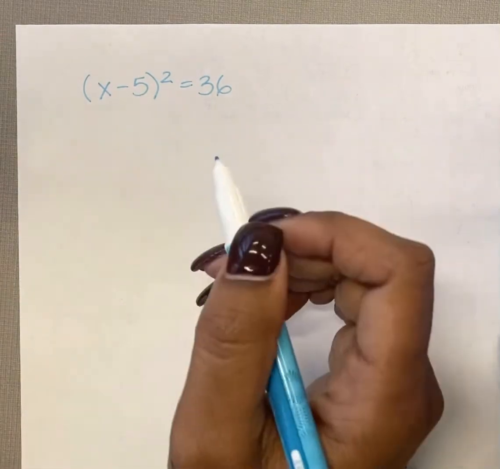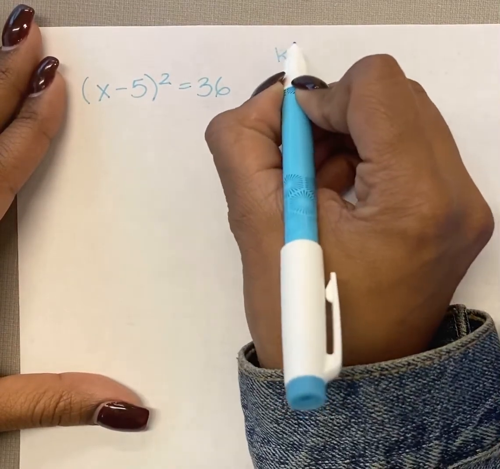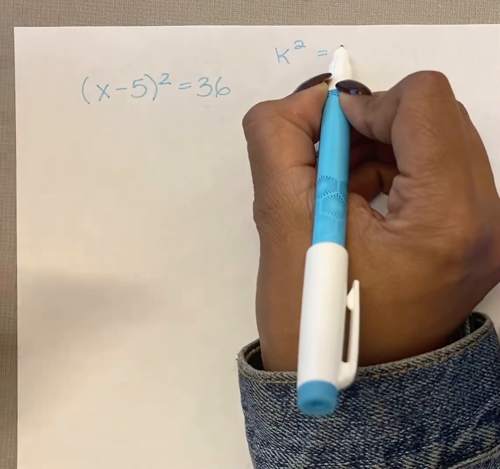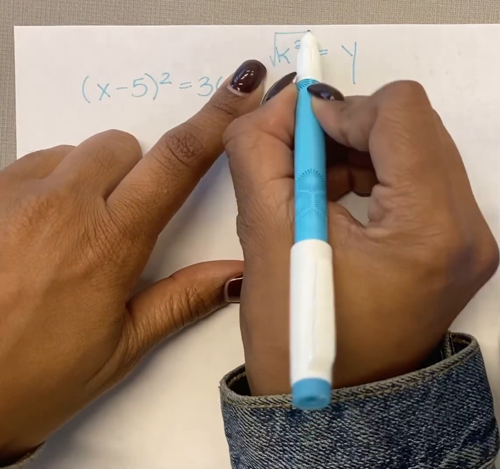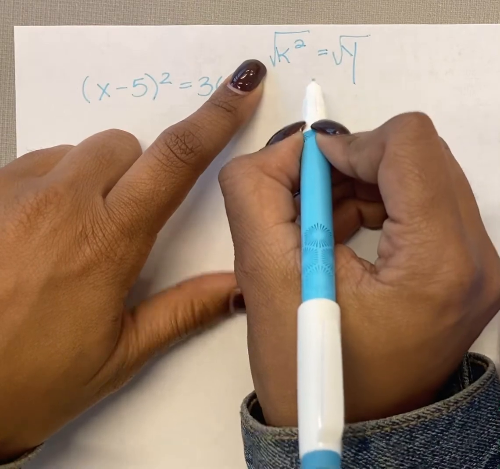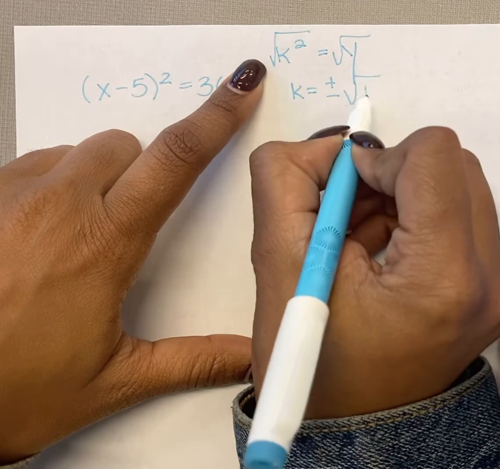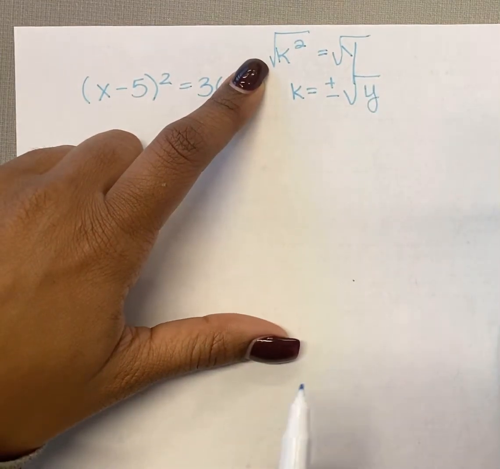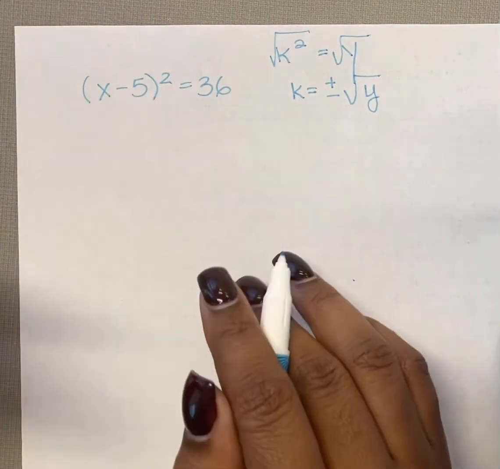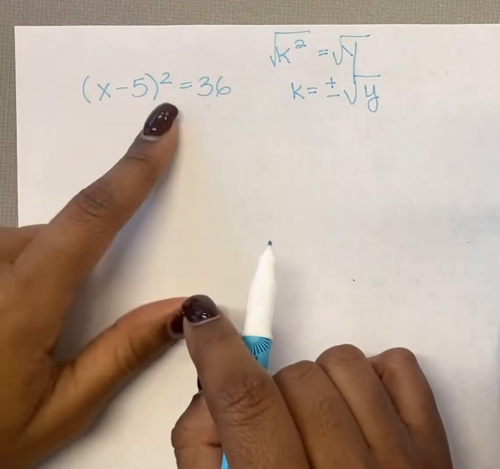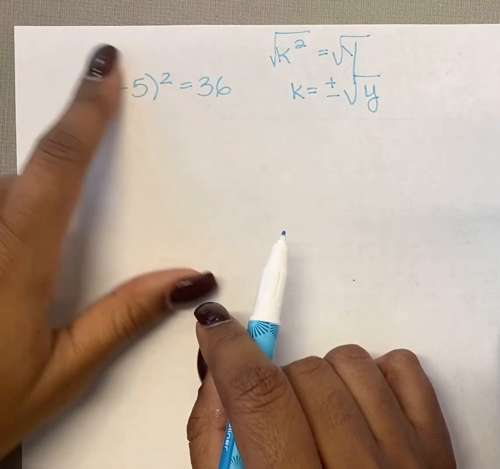All the square root principle says is if I have, let's say, k^2 = y, then that means I can solve for k by taking the square root of both sides. And so that means that k is really going to be plus or minus the square root of y. It's really the idea that squaring something and taking the square root of something, they cancel each other out.